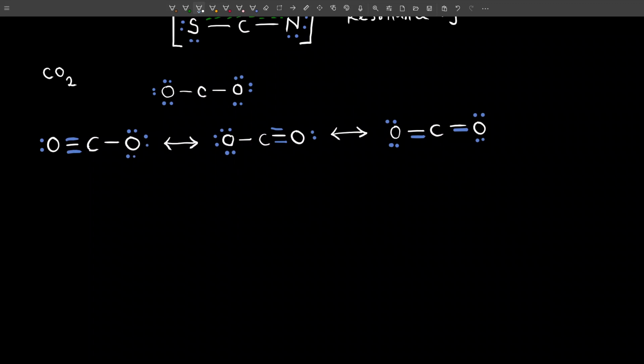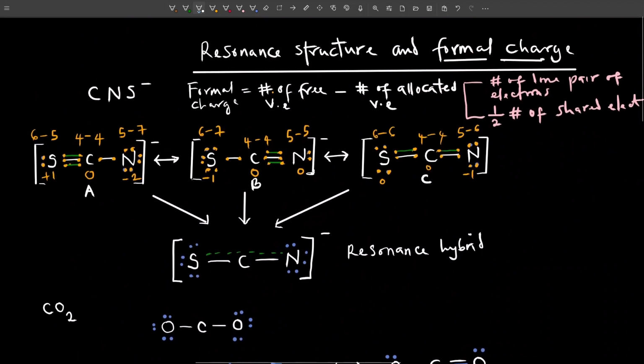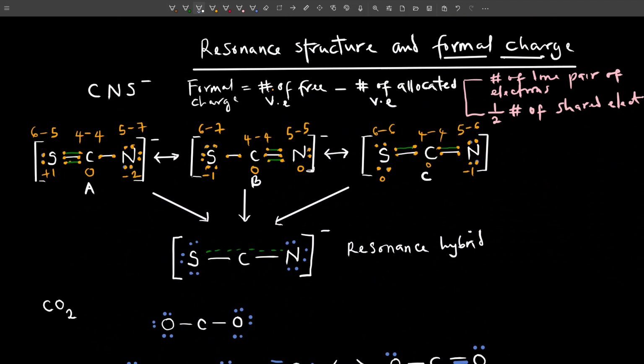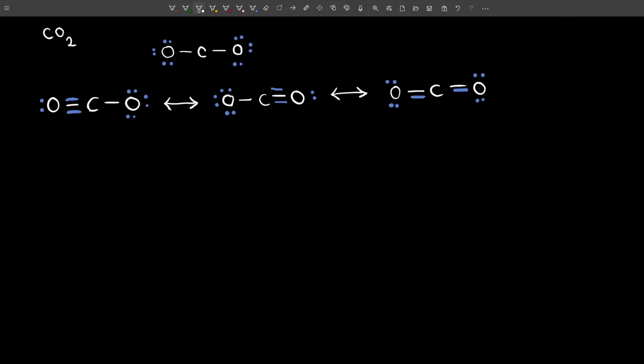So that's where formal charge comes into play. As we said earlier, formal charge is the number of free valence electrons minus the number of allocated valence electrons. So let's do that now for each of the atoms. For this oxygen atom, there are 6 valence electrons in an oxygen atom minus how many are around it? Let's count. Let me use a different color for that. We have 6 minus, let's count, 1, 2, 3, 4, 5. That should give me plus 1.